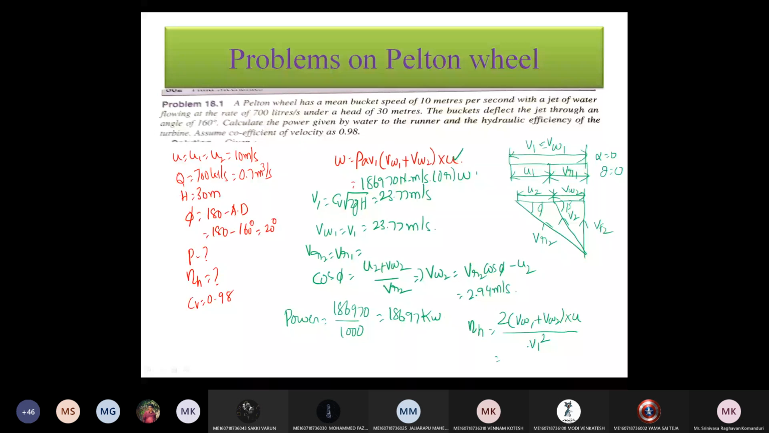What is the value of hydraulic efficiency? 94.5%. 94.54%. Very good. Multiply by 100 to get the percentage. 94.54%. So note down the values, and solve it later if you have any problems.